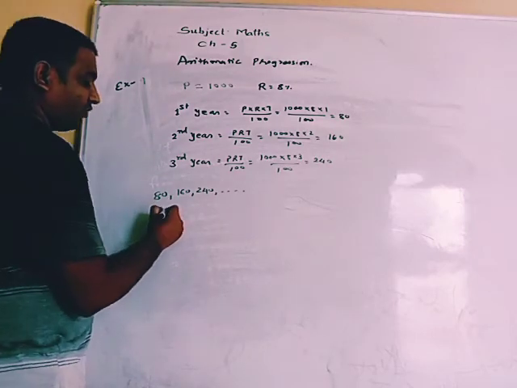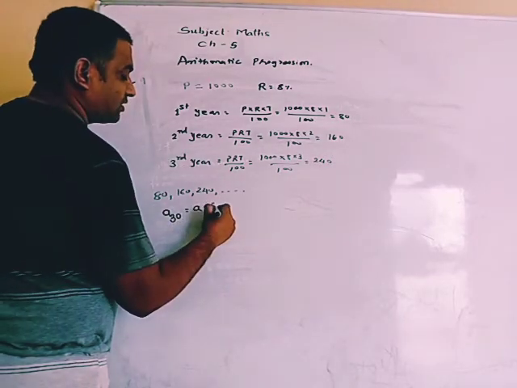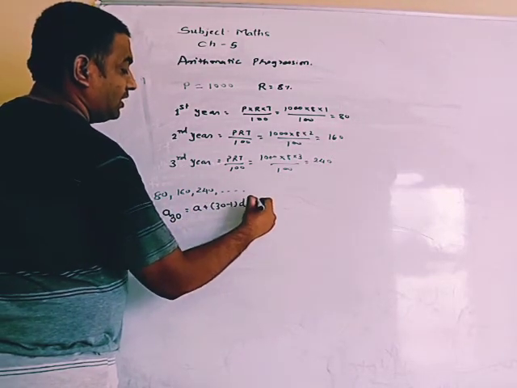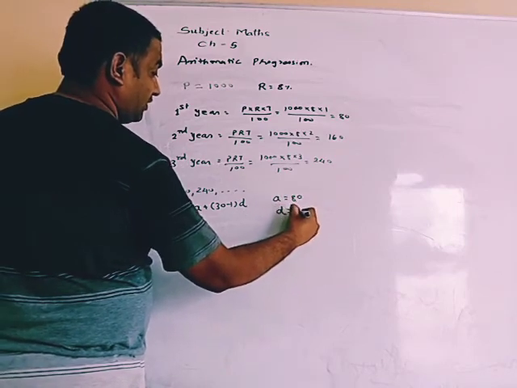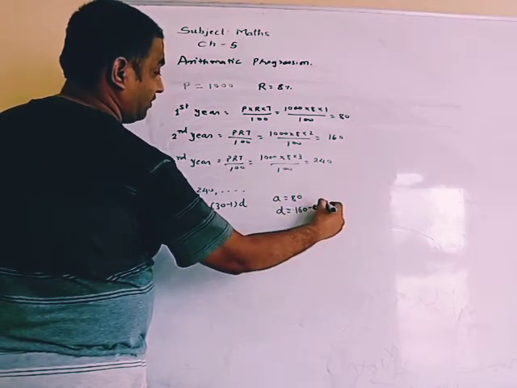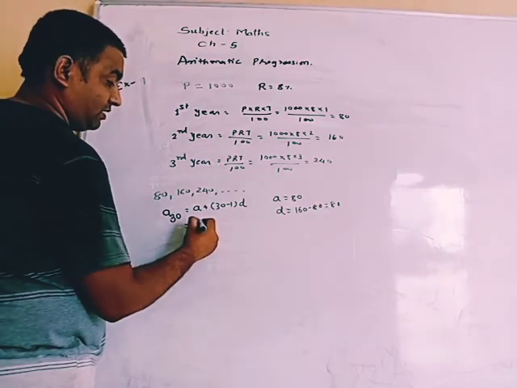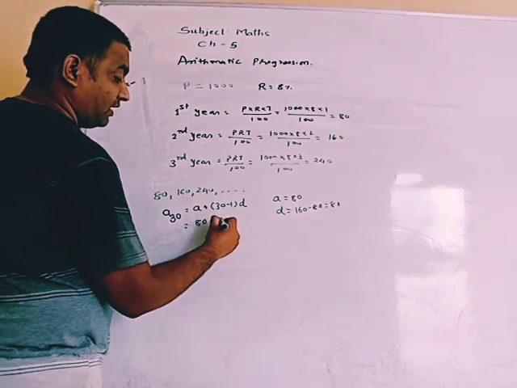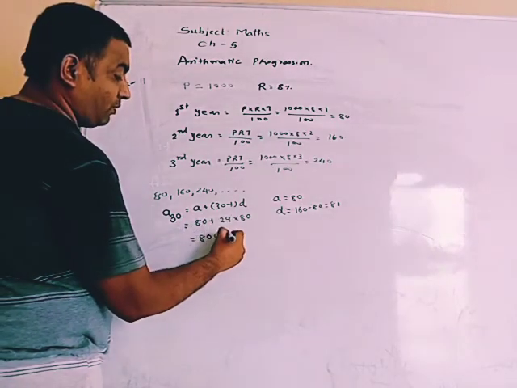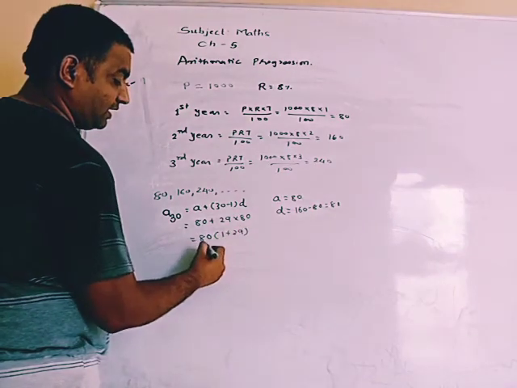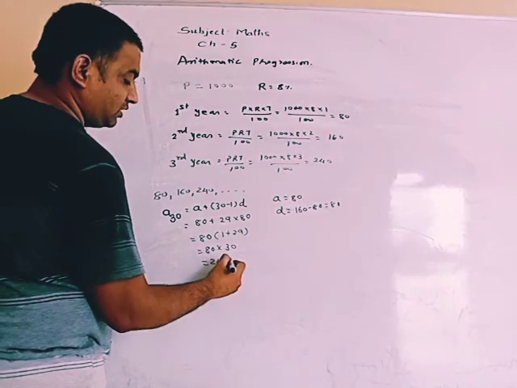Now we want to find the interest after 30 years. So a30 equals a plus (30 minus 1)d. For that, a equals 80 and d is 160 minus 80, which is 80. And so a30 will be 80 plus 29 into 80. Taking 80 common, 1 plus 29 is 30, so 80 into 30, which is 2400.